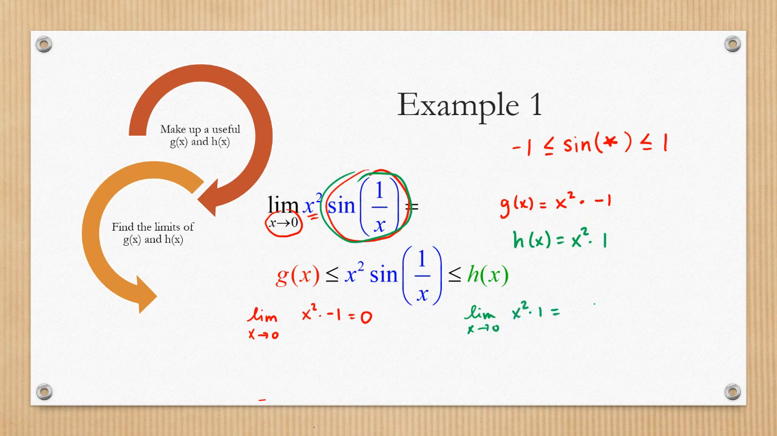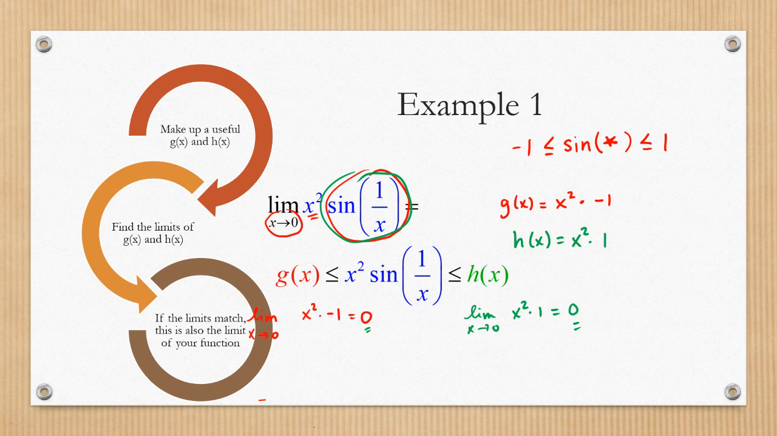And again, this limit is easy to find. It's also 0. And they match. They're the same number. So that means that that is also the limit for my function. So from all of that sandwich theorem work, I can conclude that the limit as x goes to 0 of x squared times sine of 1 over x, which I don't want to evaluate because I don't know sine of infinity, that limit also has to be 0 because it's pinched between two functions that have a limit of 0.